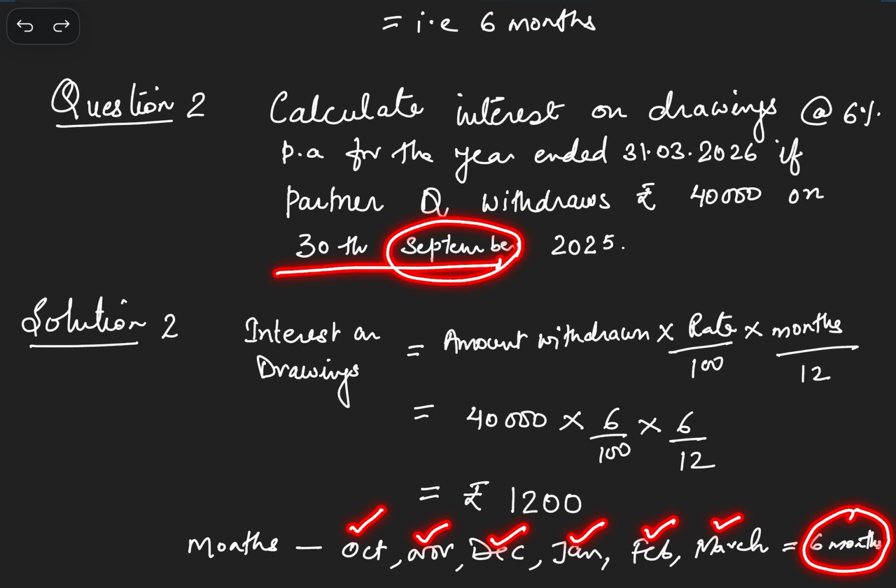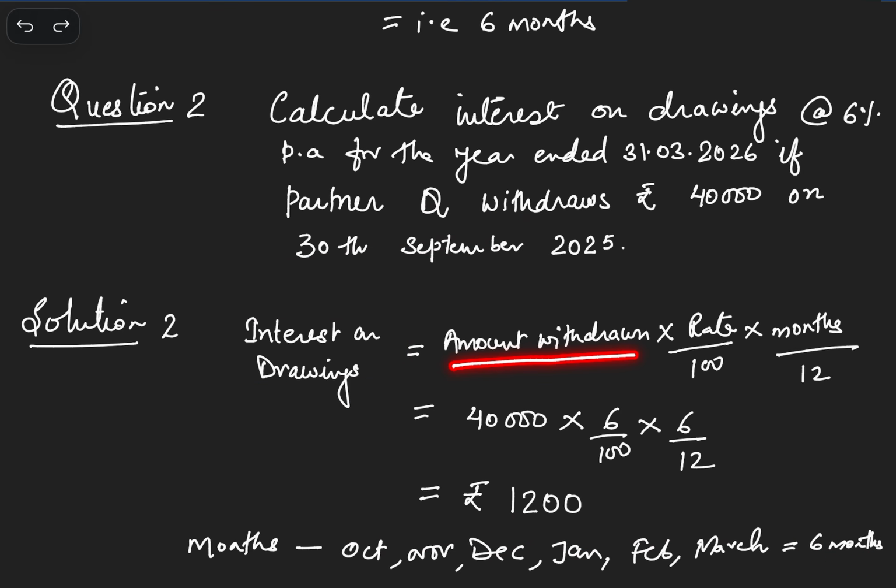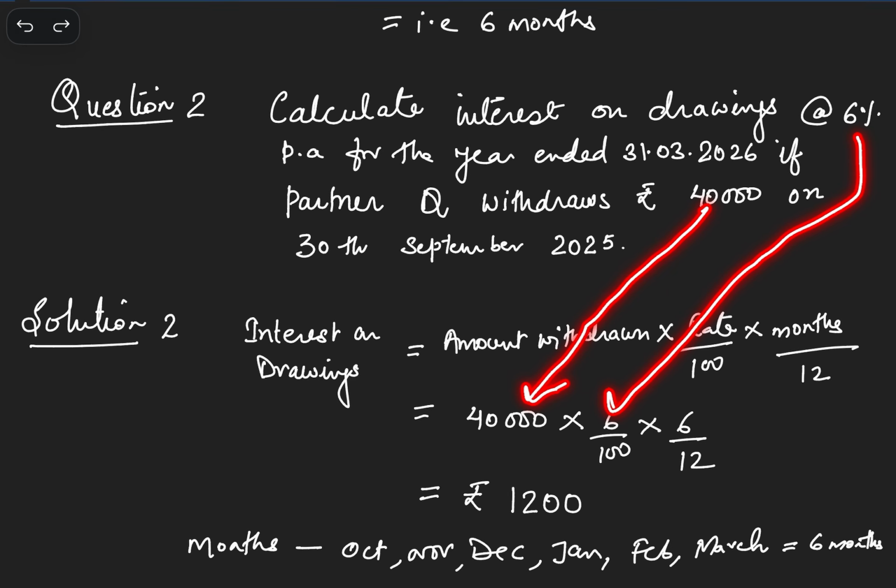And then putting in the values in the formula. We are calculating it with the help of the simple method, right? Interest on drawing equals amount withdrawn multiplied by rate upon 100 multiplied by months divided by 12. Amount withdrawn, that is 40,000. Rate of interest given is 6%, and months, as we have calculated, 6 months, being shown in the working note, which is rupees 1200.